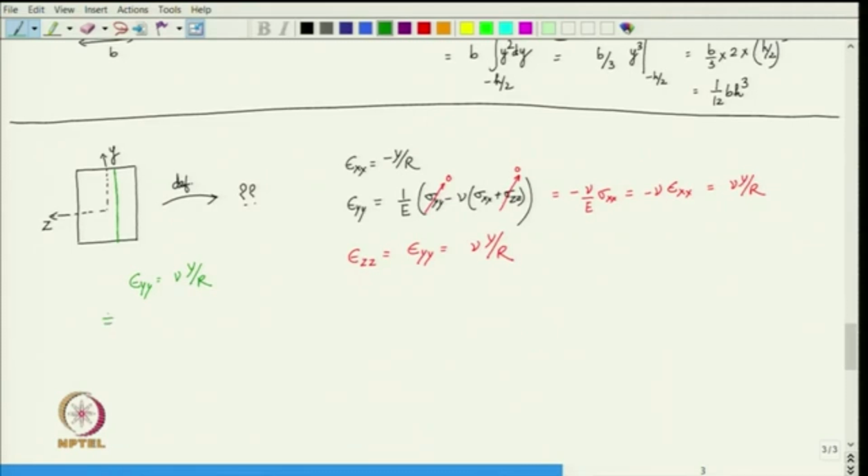So, as a whole the length of the green line will not change then, right. So, this implies the length of the green line as a whole does not change.